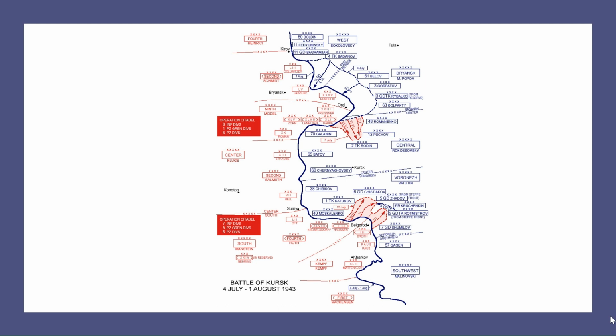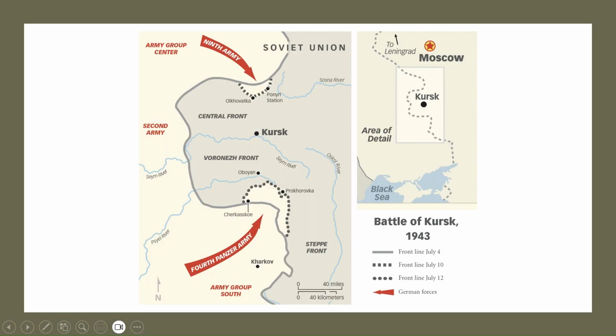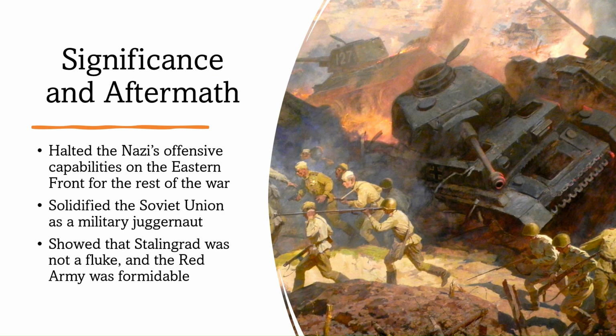retreat. Aftermath and significance. The Battle of Kursk marked a significant turning point in the war on the Eastern Front. The German army was unable to achieve a decisive victory, and the defeat at Kursk halted their offensive capabilities on the Eastern Front for the rest of the war. The Soviet Union emerged as a military superpower, and the battle demonstrated the Red Army's formidable capabilities.